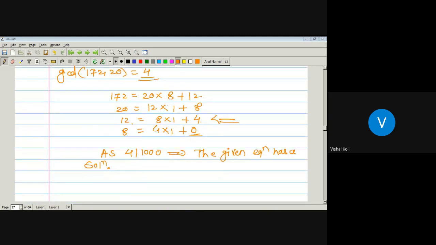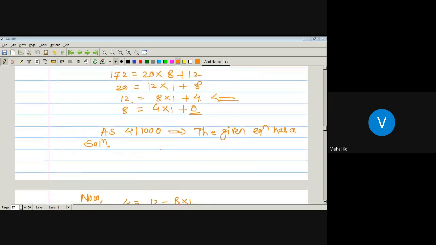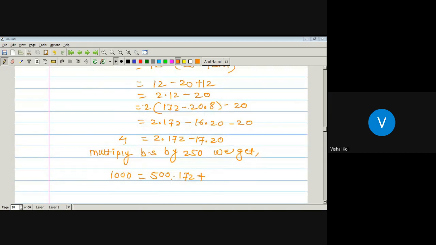What is the value of 12? 12 is nothing but 172 minus 20 into 8. So 172 minus 20 into 8, 2 times 172 minus of 16 times 20 minus of 20. Minus 16 times 20 minus of 1 times 20, which is nothing but minus of 17 times 20. Okay, and 2 times 172 as it is. So here 4, the GCD, is nothing but the linear combination of 172 and 20. So here what are the values of x and y? 2 is the value of x and y is equal to minus of 17.